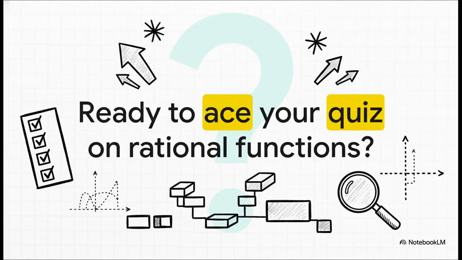And that's really all there is to it. It's just a logical process. You know how to find where the function can exist, you know how to find its invisible fences, and you know how to figure out its end behavior. You've got the checklist, you understand the rules, you are absolutely ready for this. Now go ace that quiz.